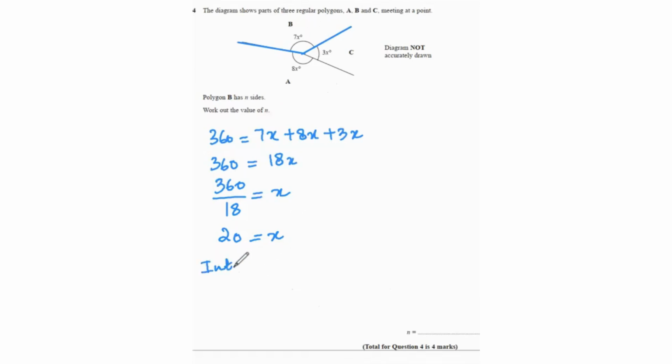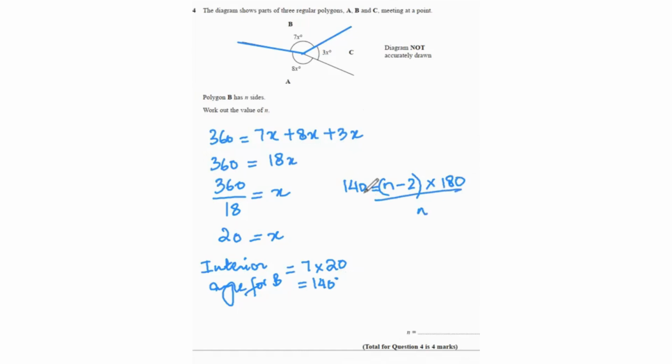So the interior angle for B is going to be 7 times 20, which is 140 degrees. Then the formula for each interior angle, which we have done, is (n minus 2) times 180 over n. And you put that equal to 140, which is the measurement of the interior angle.